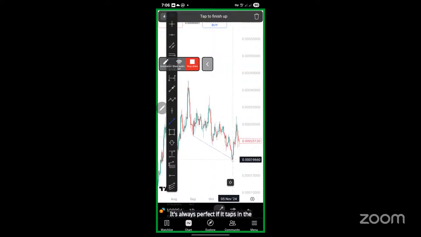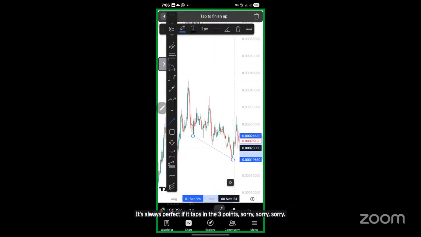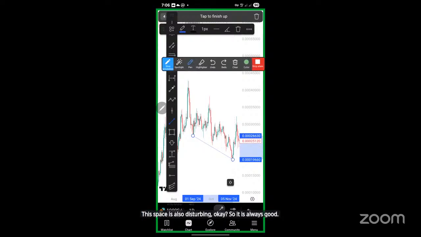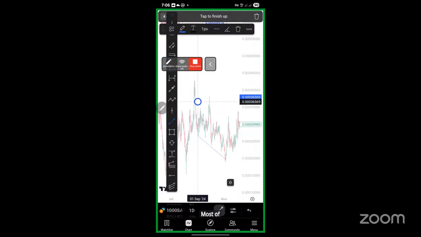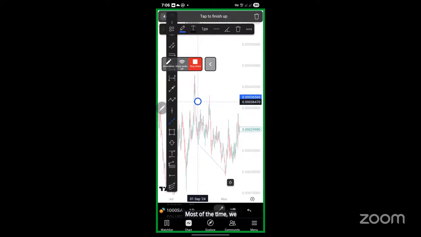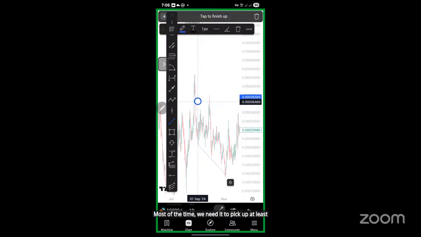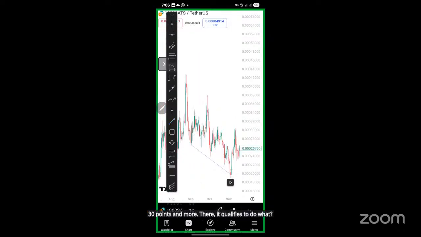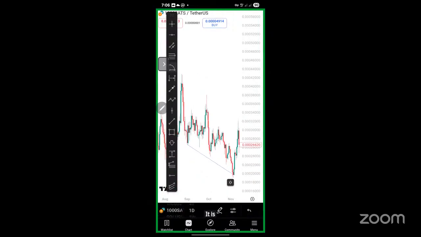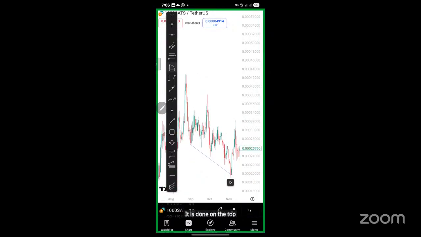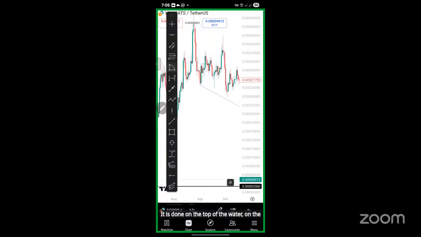Sorry, this pencil is also disturbing me. Okay, so it is always good if it taps 3 points. This, and this. Okay, it is always perfect. Most of the time, we need it to tap at least 3 points and more. There it qualifies to be valid, on the downward trend at the tips.